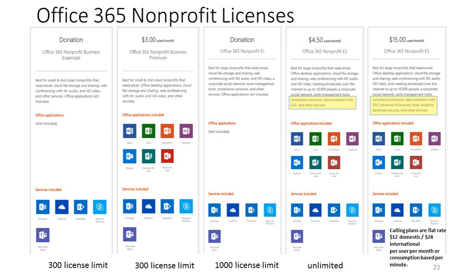If you go to the E5 license, which is $15 per user per month, you get that plus advanced e-discovery tools, analytics, and other services. I just wanted to call those 2 things out. I'm going to show you details in the next slides.